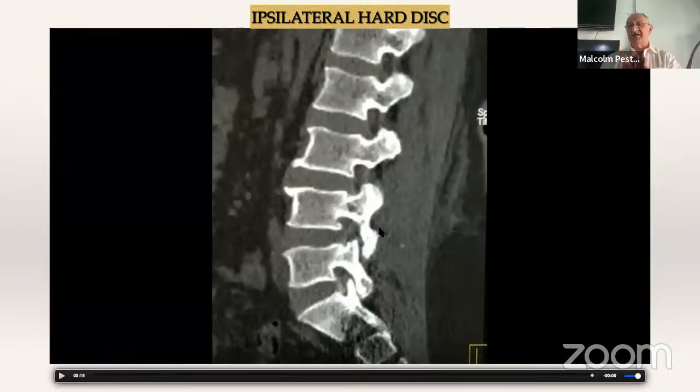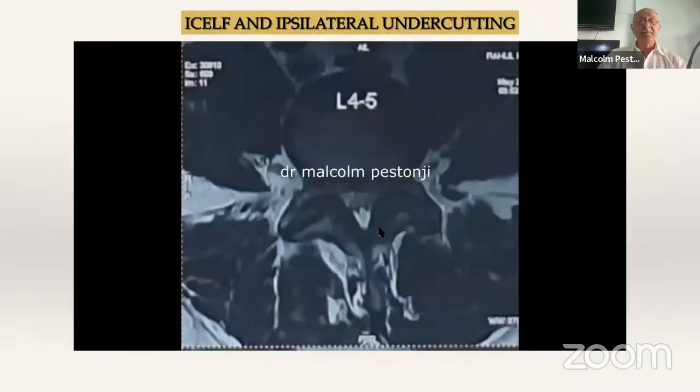So when you have a central stenosis, when you have a central pathology, and you still want to explore, do all that and open up the SAP, you can do it from within. So it's an ipsilateral switching portal technique for a hard disc.